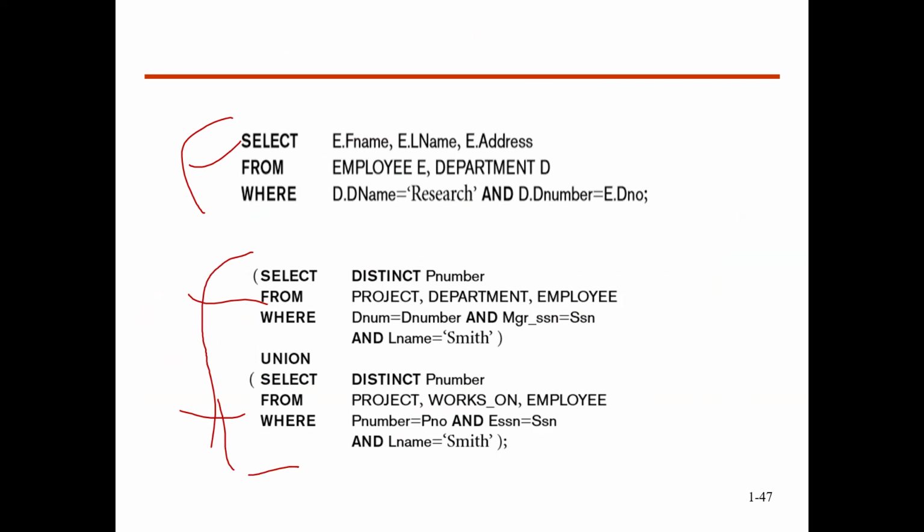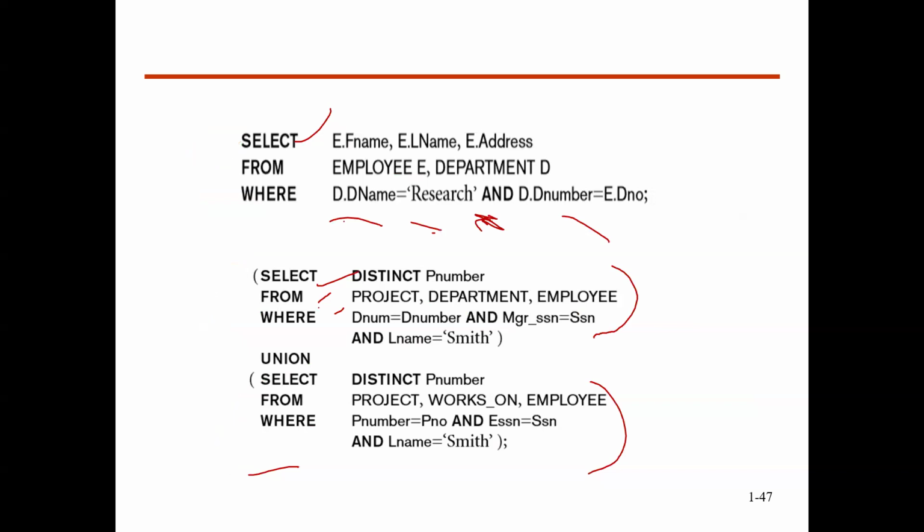So when I have to select the first name, last name, and address from the employee table, where D dot name is equal to research and D dot number is equal to DNO, I can do it by selecting the first, and union this. And I am removing this R, D dot D name is equal to research and D dot number is equal to DNO. I am removing that and I am selecting the project number, project department, employee. Sorry, this is altogether a different one, not the same story.